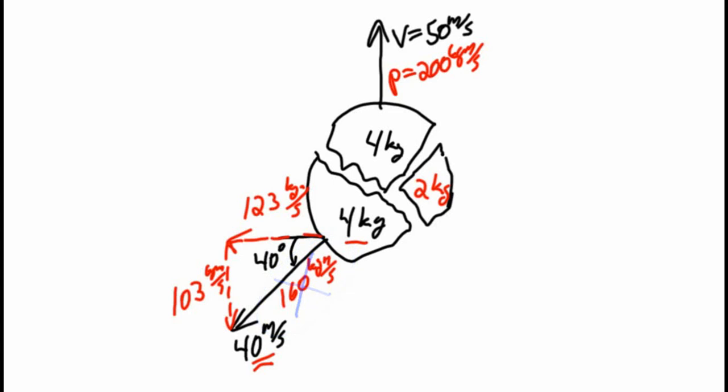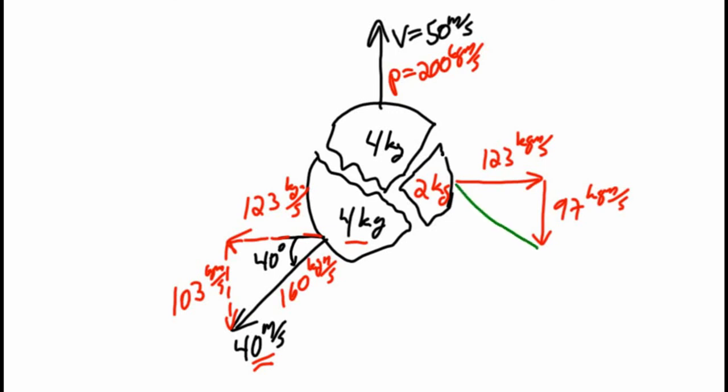So like we said, we've got 123 east in order to cancel the 123 west. And we've got 97, we said, right? 97 kilogram meters per second south, which gives us our overall momentum for this 2 kilogram object needs to be going south and east. And so we use Pythagorean theorem, we do arctangent, and we can get these numbers.